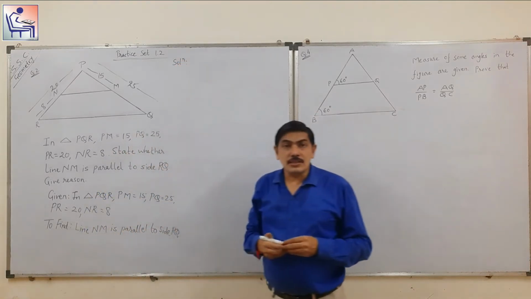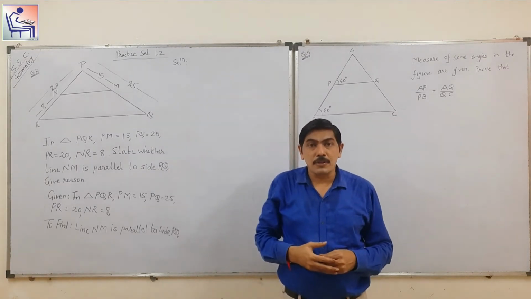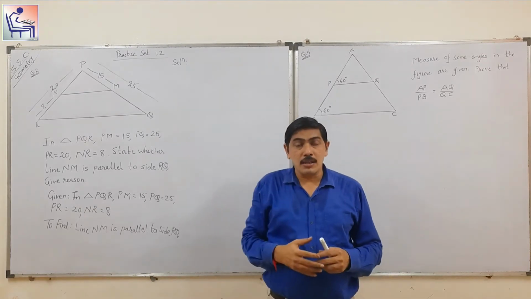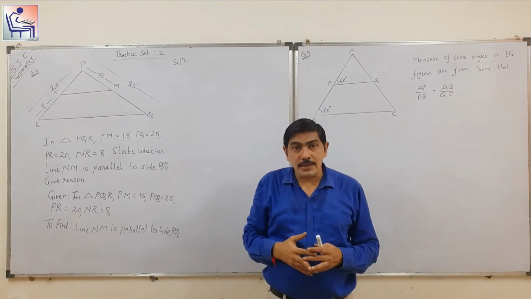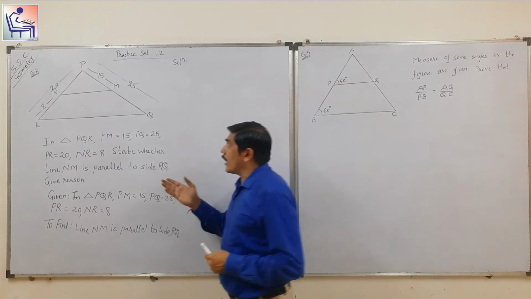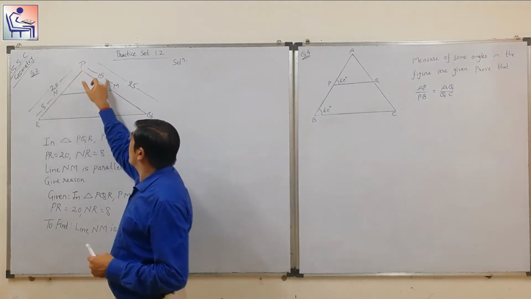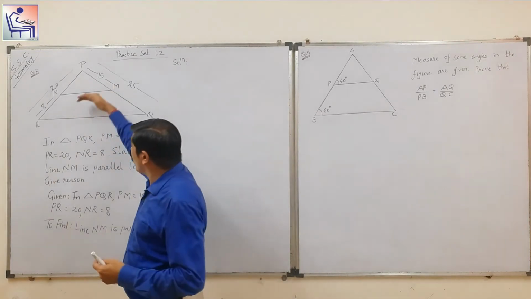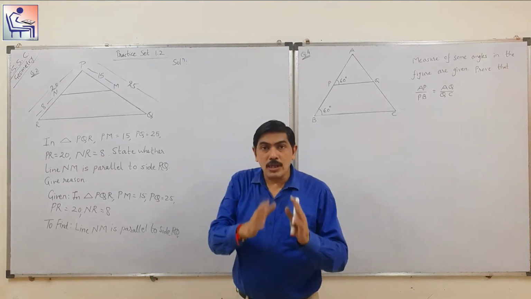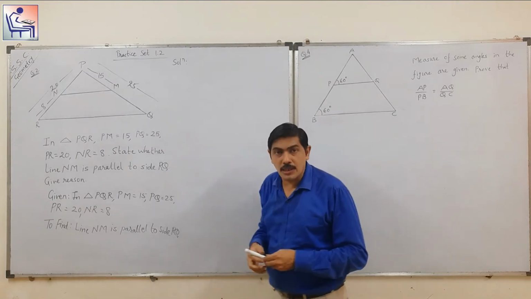Here we know the concept of the converse of the basic proportionality theorem: if a line divides two sides of a triangle in equal ratio, then that line is parallel to the third side. मतलब अगर कोई लाइन बाकी ये जो दो साइड्स हैं, इन दो साइड्स को अगर वो इक्वल रेशियो में डिवाइड करती है तो वो थर्ड साइड से पैरेलल है, ये हमें मालूम है. So here we can utilize the concept of the converse of the basic proportionality theorem.